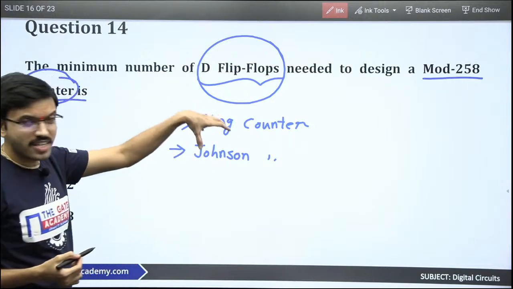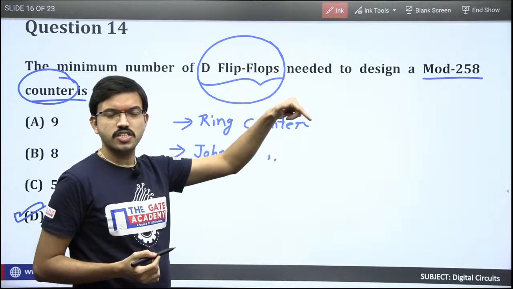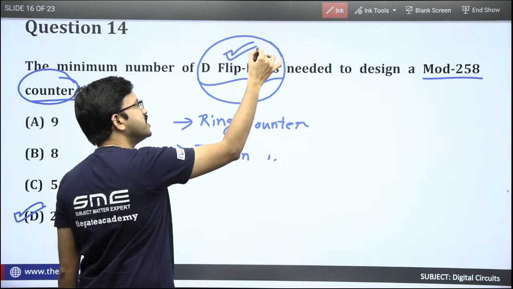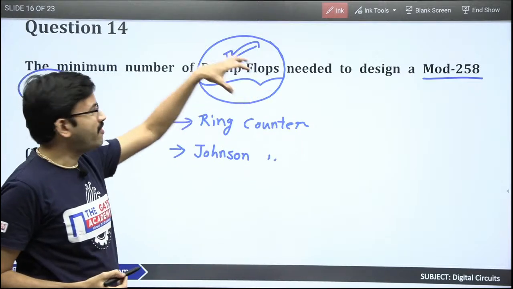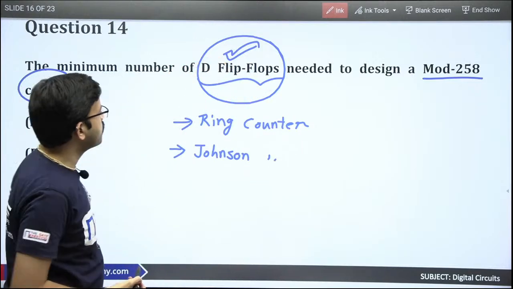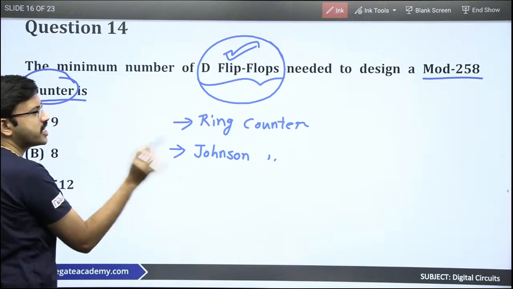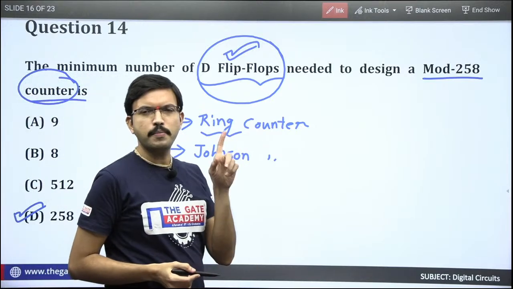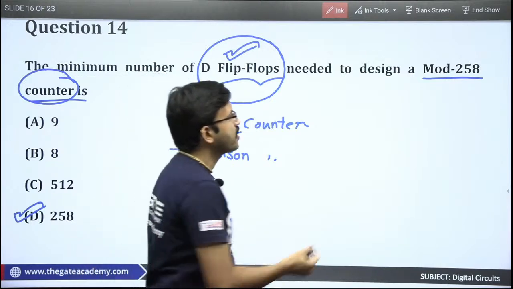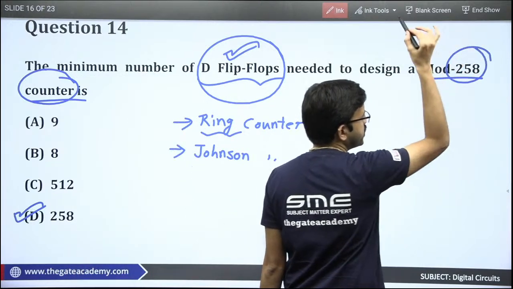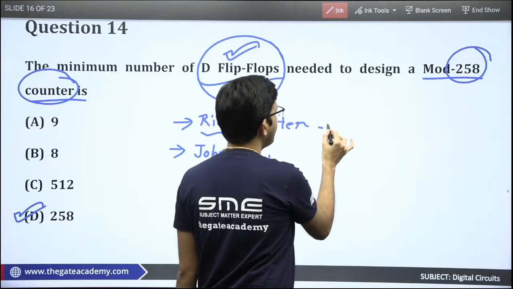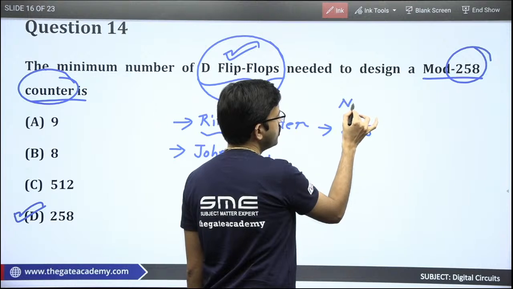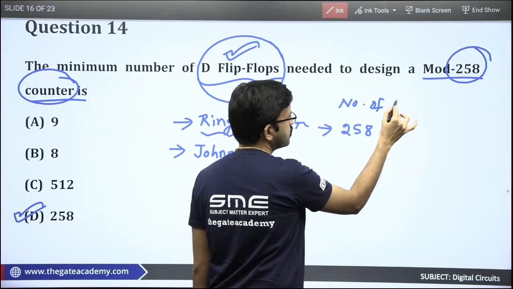Here they haven't mentioned whether it is a ring counter or a Johnson counter, but they have given the clue. Here you are using D flip-flops in this counter. Whenever they mention D flip-flops, the respective counter can be either a ring counter or a Johnson counter. In a ring counter, the number of states, number of flip-flops, and number of bits are all the same. Here 258 is the number of states. So in the ring counter, the number of D flip-flops we require is 258.